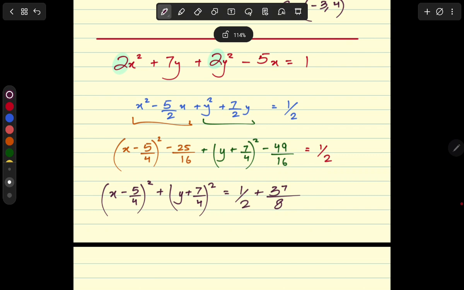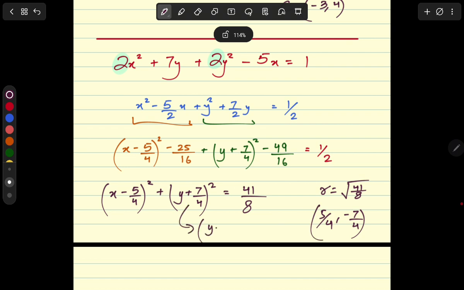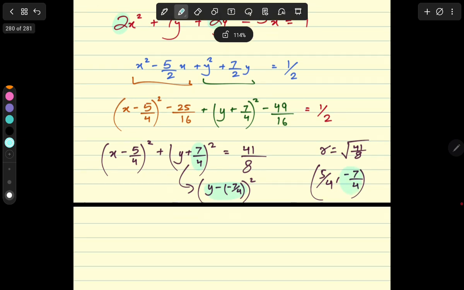So I can convert this into that as well. So this becomes 4 upon 8, so this is 41 upon 8. So my radius is going to be under root of 41 upon 8, and my center is going to be at 5 upon 4 comma negative 7 upon 4, because I ought to rewrite this as y minus (negative 7 upon 4). This is not a good practice to display the answer like this, but of course it's better than taking the y coordinate of the center as positive 7 upon 4. So it is definitely negative 7 upon 4.